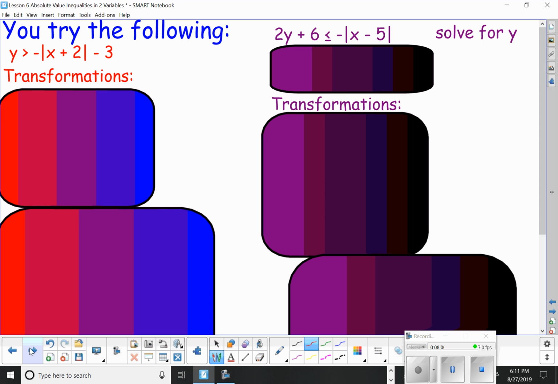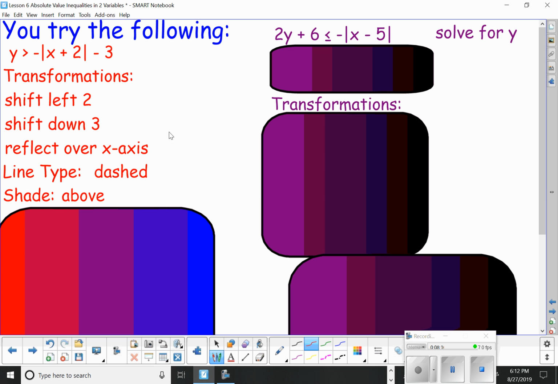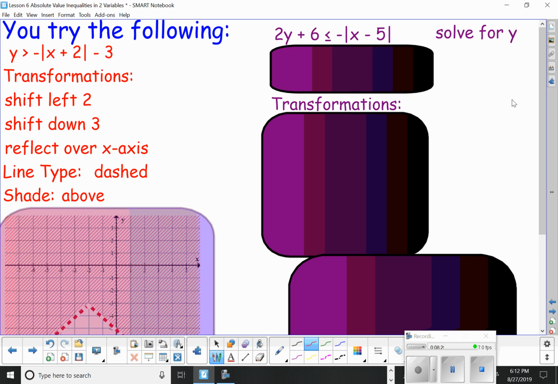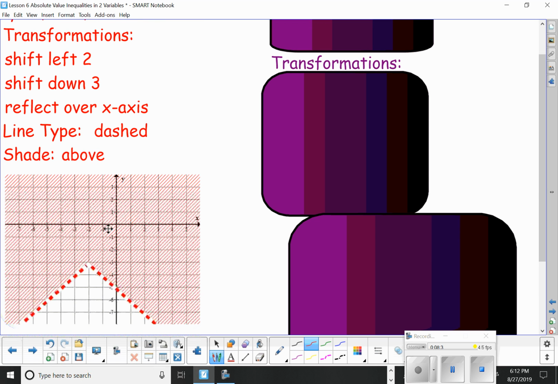Now, try these two, and notice over here in the purple one, I even said you had to solve for y. Pause the video, and then come right back. Okay, you're back. I'm assuming you paused the video. Did you get these as your transformations? Left 2, down 3, reflect over the x-axis. No equals, so it's dashed. Y is greater than, shaded above. Bada bing, bada boom, here it is. Left 2, down 3. Right 1, down 1, right 2, down 2, shading above.